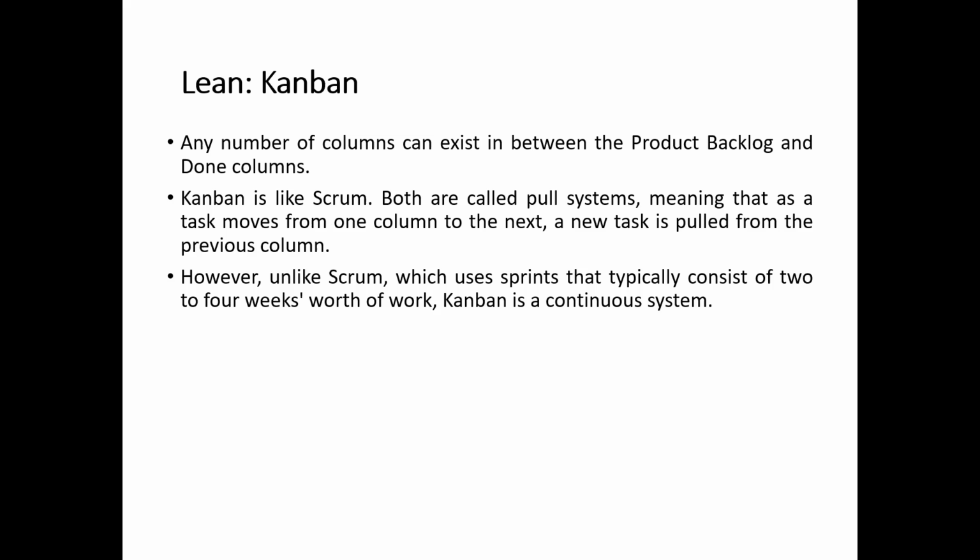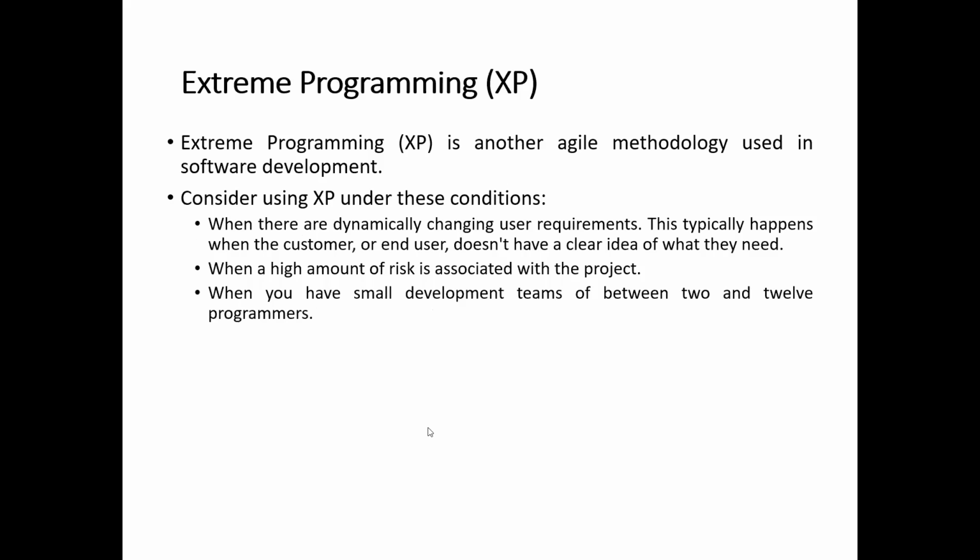Okay, so we were discussing lean Kanban. We discussed that lean Kanban has a product backlog and different columns. And lean Kanban is like Scrum, in that they have pull systems. The task moves from one column to the next, and a new task is pulled from the previous column. However, unlike Scrum, which uses sprints that typically consist of 2 to 4 weeks worth of work, Kanban is a continuous system.